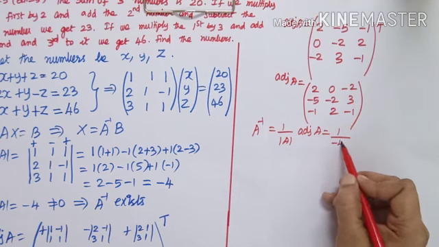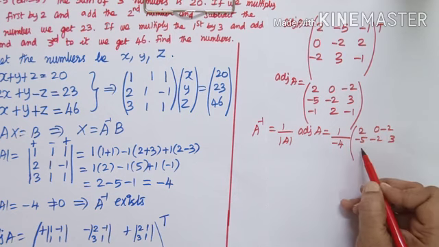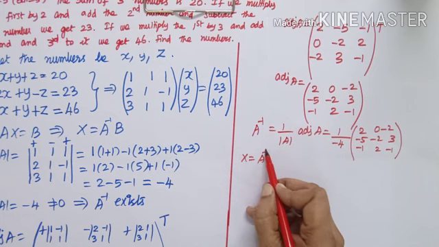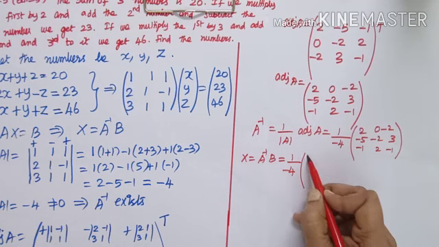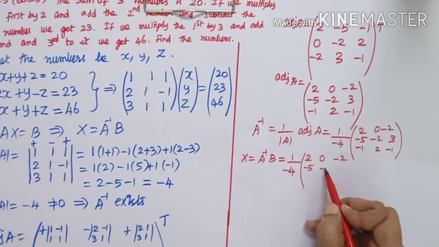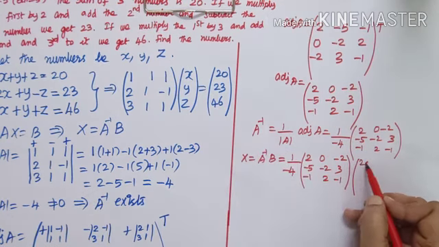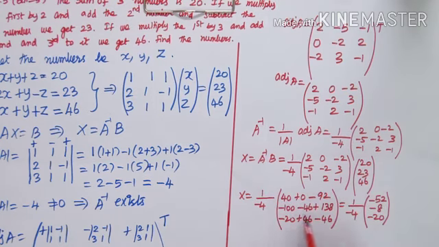1 by determinant A is minus 4, 2, 0, minus 2, minus 5, minus 2, 3, minus 1, 2, minus 1. We proceed on to X, which is nothing but A inverse B. That is 1 by minus 4 into 2, 0, minus 2, minus 5, minus 2, 3, minus 1, 2, minus 1 into the right hand side 20, 23, 46. Multiply and divide by minus 4.